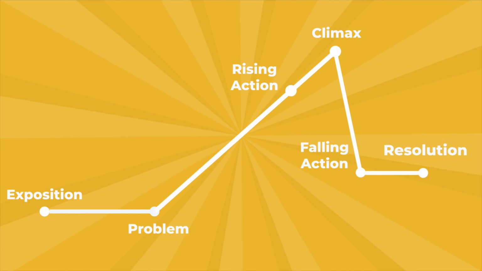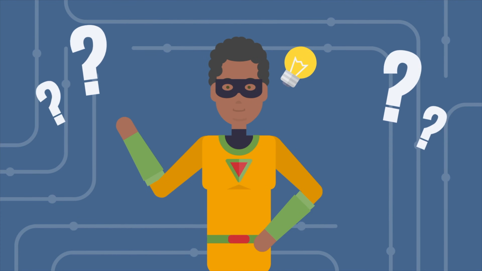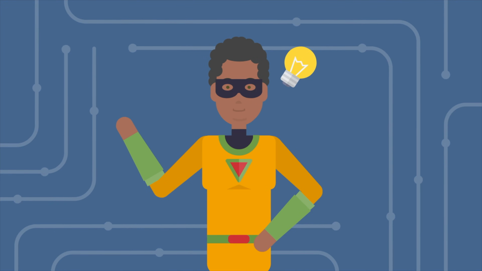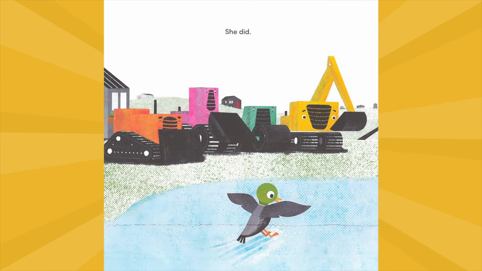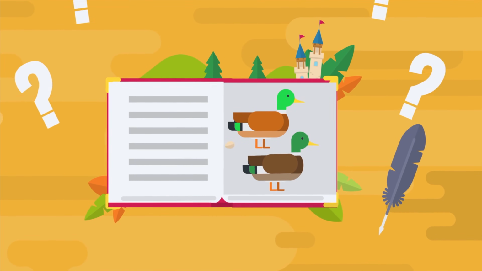The final part of the plot is the resolution. This is where the character reflects on what they've learned, and the author answers any questions we still have. The book ends with the duck returning. You realize the duck sees the trucks as her family and the job site as her home. You get to enjoy the change in the characters and reflect on the lessons of family. There's another duck in the pond, so you start to wonder, will there be a second book?